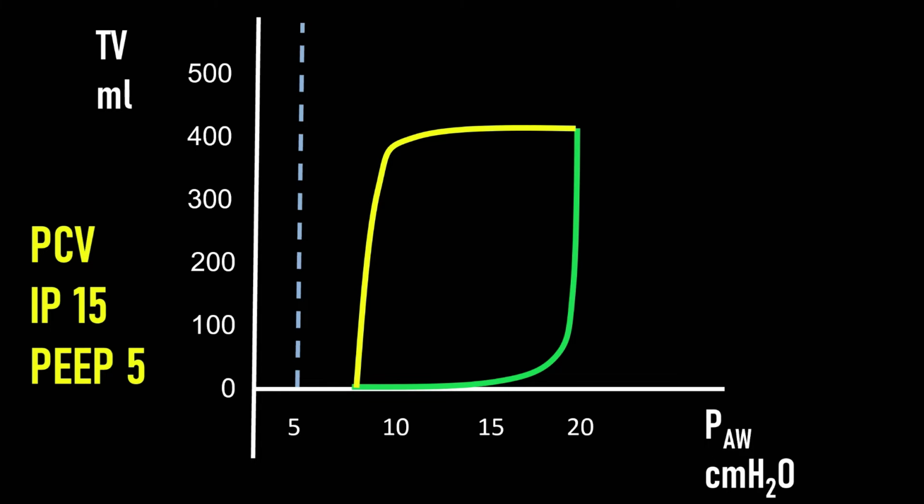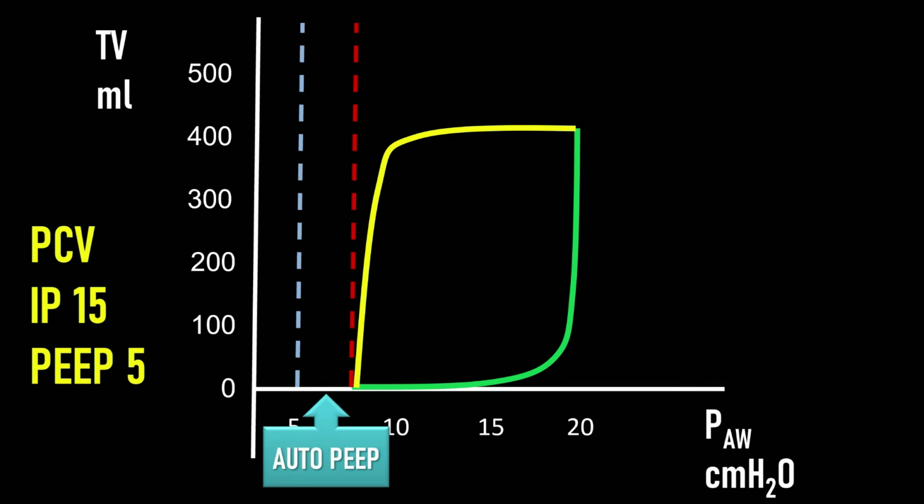What's wrong with this picture? As I mentioned, the patient is getting a PEEP of 5, but the breath is not starting at the level of PEEP. It's actually starting here at about 8 centimeters of water. It not starting at PEEP, but starting at a higher pressure suggests that there is auto-PEEP present in the system. So this is auto-PEEP and what you typically see.